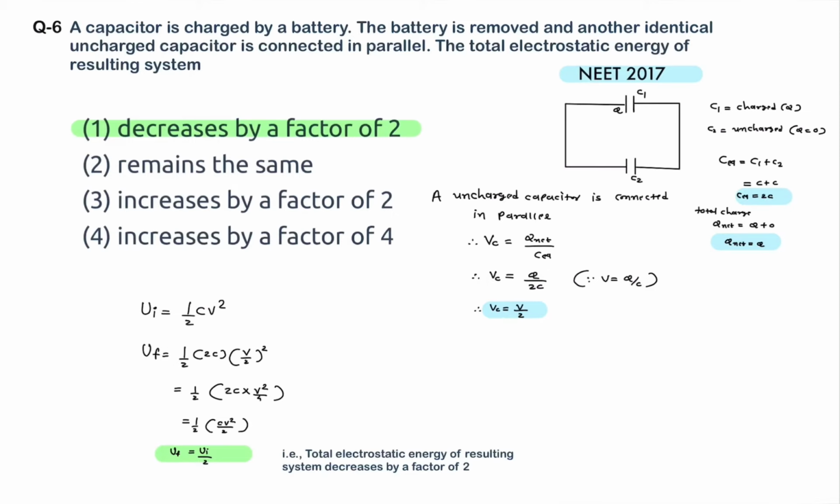Question number 6. A capacitor is charged by a battery, then the battery is removed and another identical uncharged capacitor is connected in parallel. First of all, a capacitor is charged by a battery, then the battery is removed, then another identical capacitor, which is uncharged, is connected in parallel with the charged one. Then the total electrostatic energy of the resulting system is: decreased by factor of 2, remains same, increased by factor of 2, or increased by factor of 4.